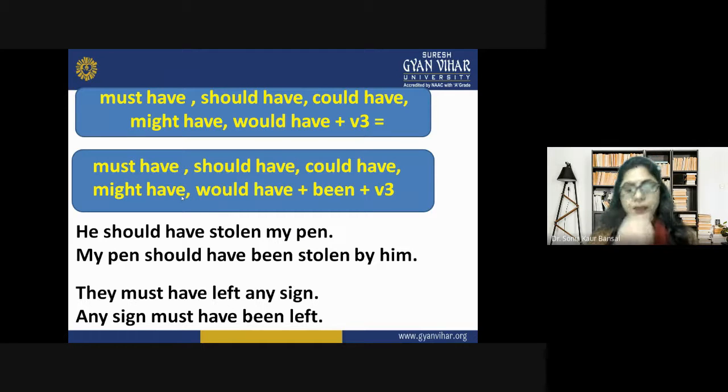All right, students. Now, next example: they must have left any sign. So the passive voice sentence would be: any sign must have been left. So this is how it is going to be converted by using been plus the third form of the verb.